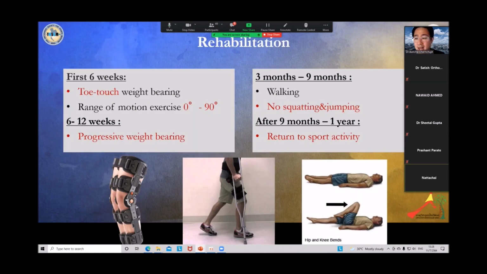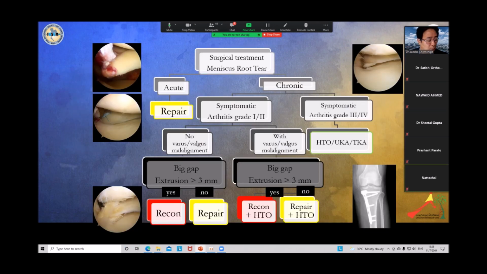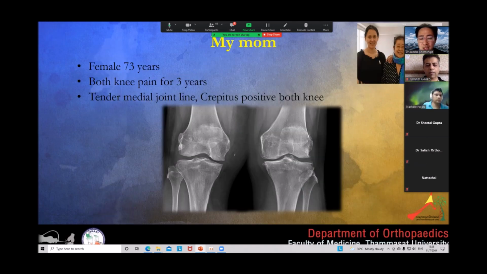We use a very delayed rehabilitation for meniscus root tear. Take home message for the meniscus root tear: you need to consider not just the soft tissue, not just the root. You try to repair the root as soon as possible. But if it is delayed or a chronic case, you need to consider the cartilage and also the axis of the knee. Just root repair is not enough. In this situation, you may need HTO, or if it's very severe or chronic, you need arthroplasty to solve the problem.